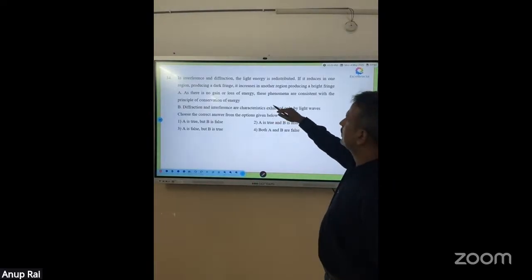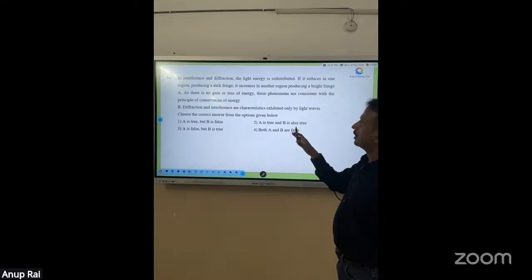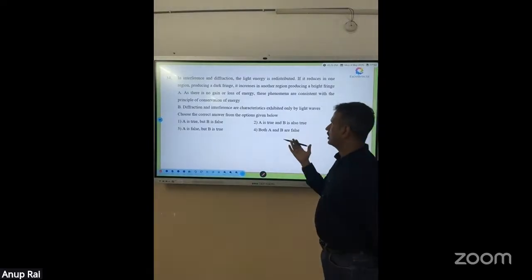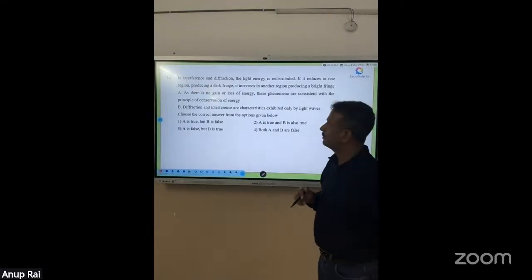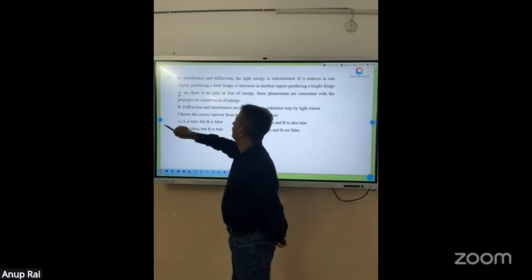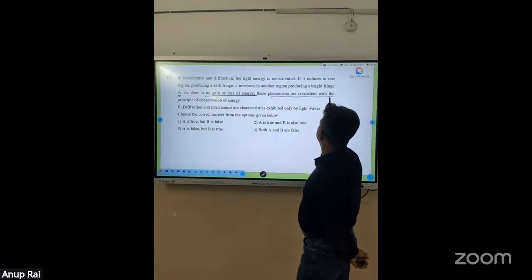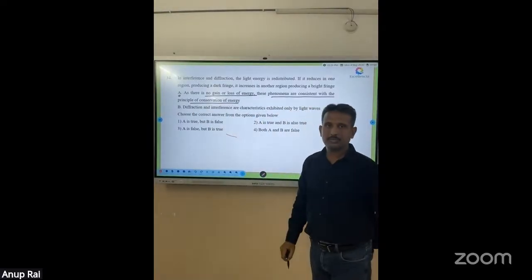In interference and diffraction, the light energy is redistributed. It reduces in one region, producing a dark fringe. It increases in another region, producing a bright fringe. As there is no gain or loss of energy, these phenomena are consistent with the principle of conservation of energy. Okay, so look, here is statement 1. That's true, right?